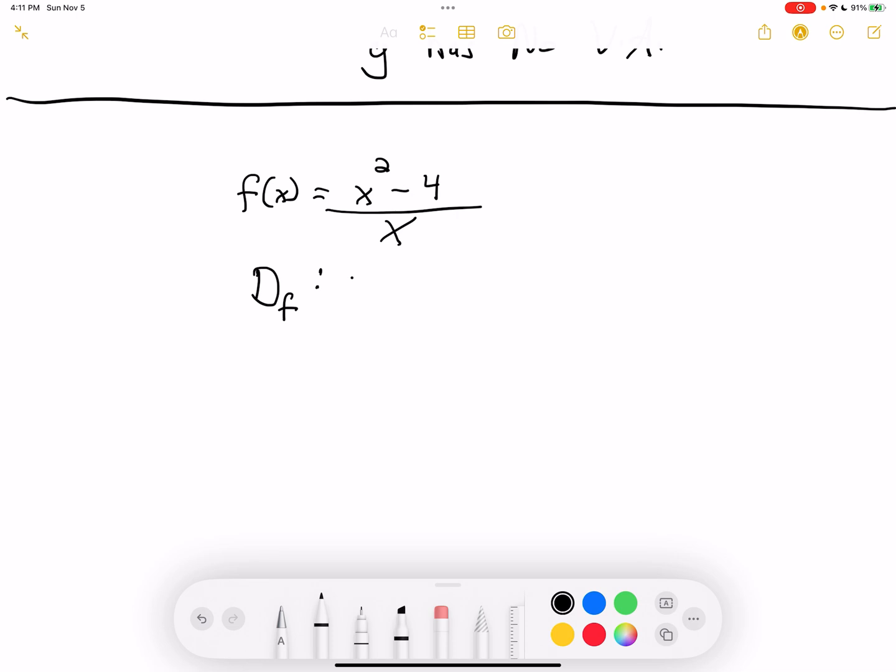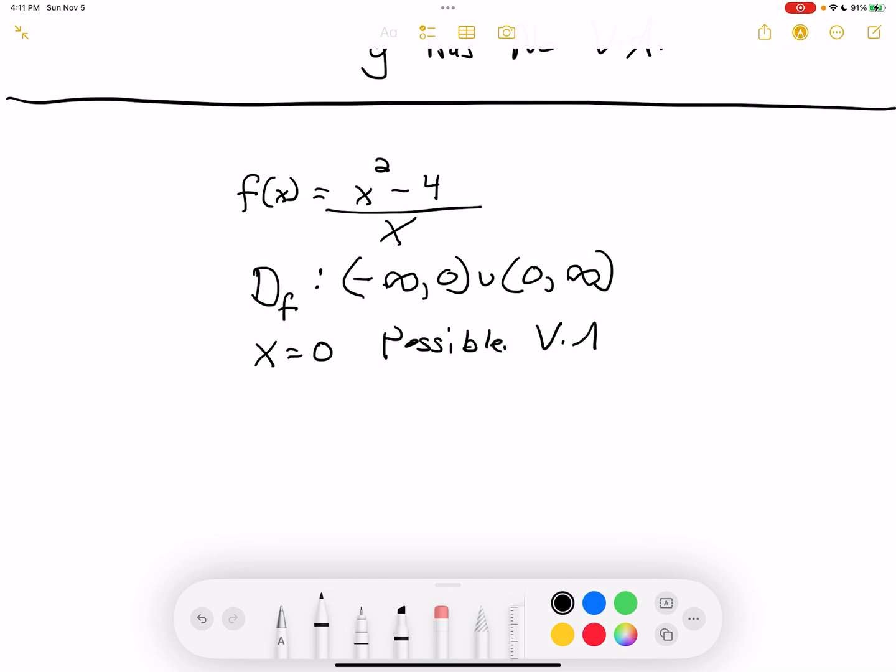And just like before, hopefully you can do this in your head, you would see that the domain is all real numbers except 0, x equals 0. So f is defined for all real numbers except x equals 0. And so therefore, if f of x has any vertical asymptotes at all, it has to exist at the point x equals 0. It is a possible vertical asymptote.